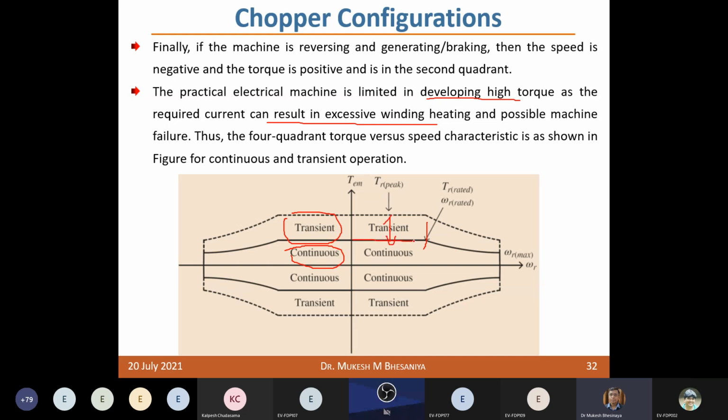So your machine can be operated for continuous operation in this region, and it can be operated in a transient region for a shorter duration of time. Here you can either increase the torque or increase the speed in the constant torque region or the constant power region. And it is applicable for all four quadrants.